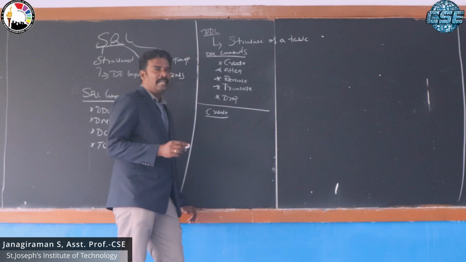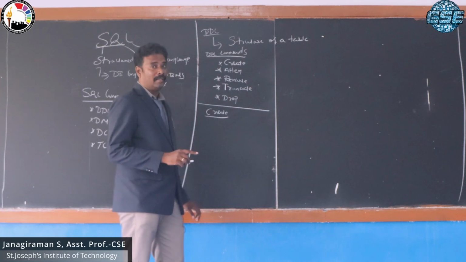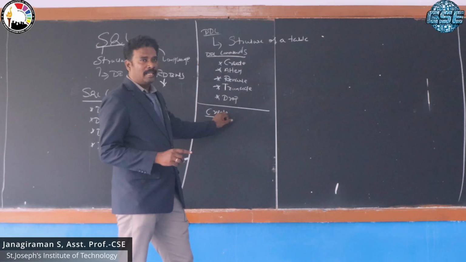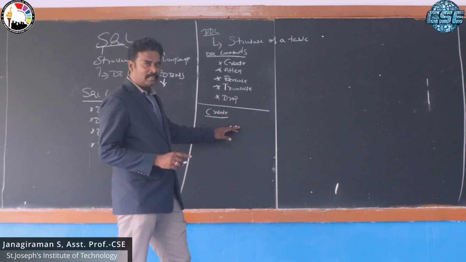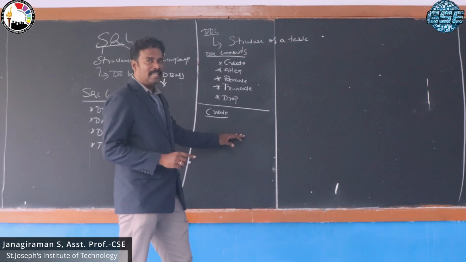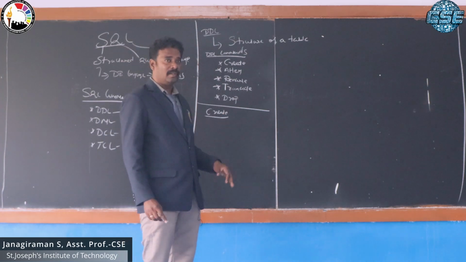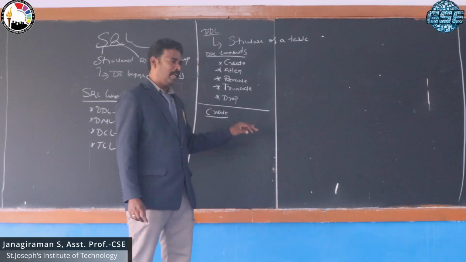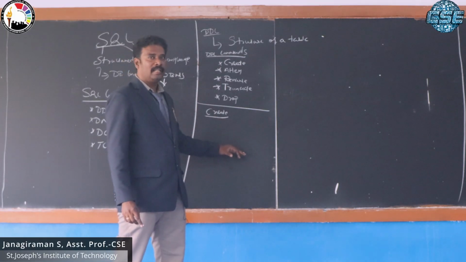For example, in Oracle you need not create any database. You can directly create a table and insert the values. But in MySQL, it doesn't allow you to create a table directly. First, you have to create a database, then use the database, and only inside the database can you create the tables. So that's the difference between Oracle and MySQL. In MySQL, you must create a database first, and only then can you create the tables.